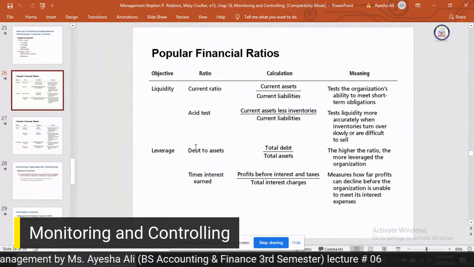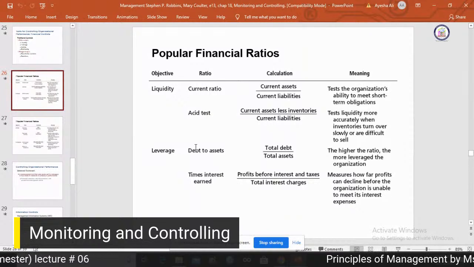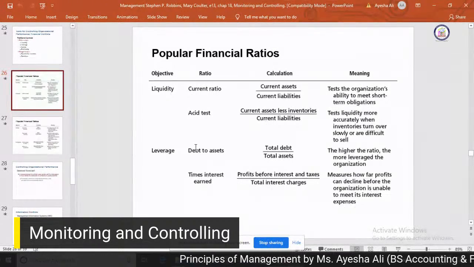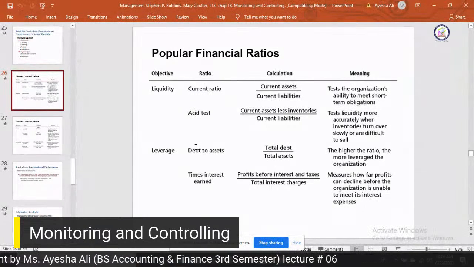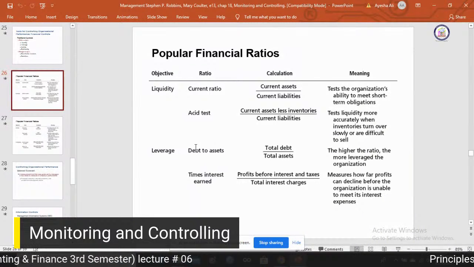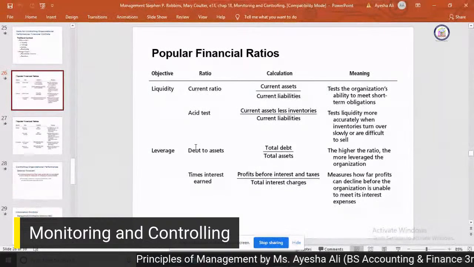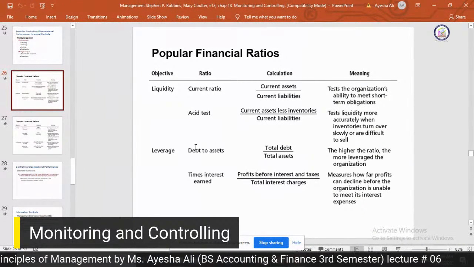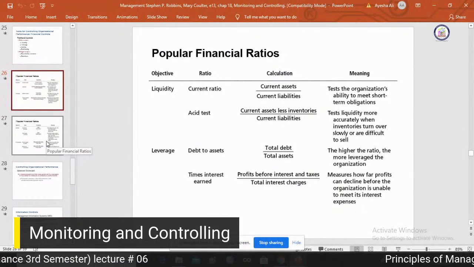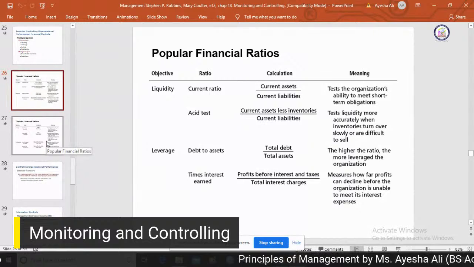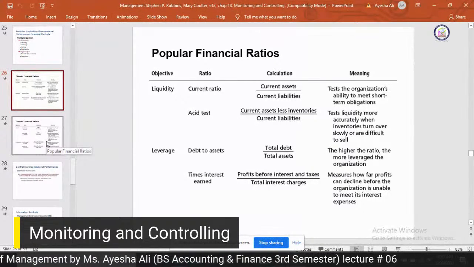So it's good sometimes because leverage is good. If the leverage ratio is high, the organization is more leveraged. But if it's low, it means it's not able to pay its interest. So it's good in some situations, but bad in other situations. It depends on the current situation of the country's economy and the organization as well.